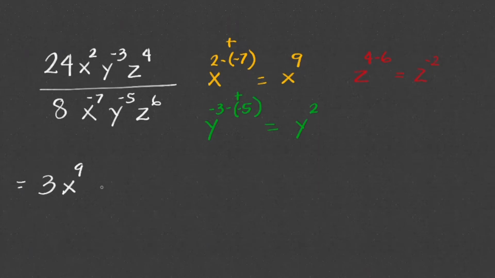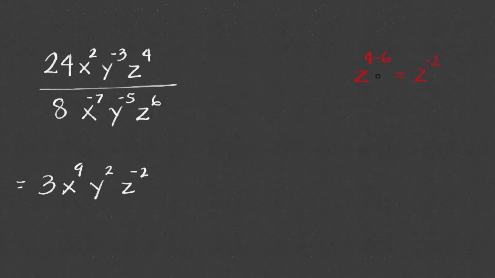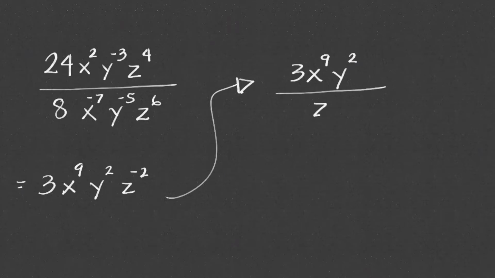So let's write them down. X raised to the 9th power, y squared, and z raised to the negative 2. And to make the exponent of the z positive, let's move it to the denominator. So therefore, the answer will be 3x raised to the 9th power y squared over z squared.